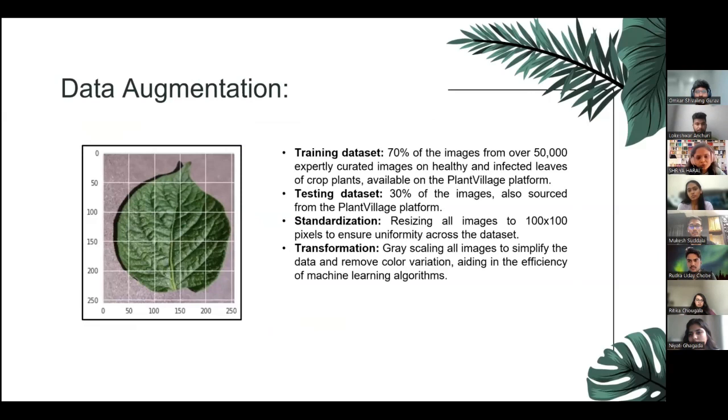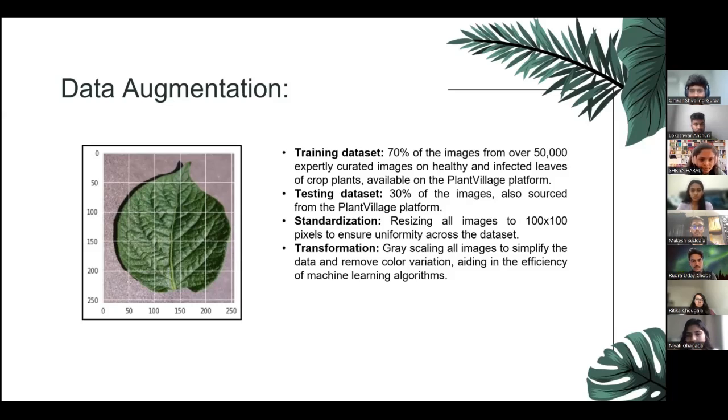Before going to the actual model implementation, we have to do data augmentation. Like I mentioned earlier, we are using 70% of our data for training and 30% for testing, and to have proper standardization in our images, like 100 by 100 pixel size, to give uniformity across the data set, we are using the standardization process. I will show it in the code as well. And as you know, doing image processing with the RGB images is going to be tough, so we are converting all the images to grayscale so that it will be easy for us to apply machine learning algorithms.